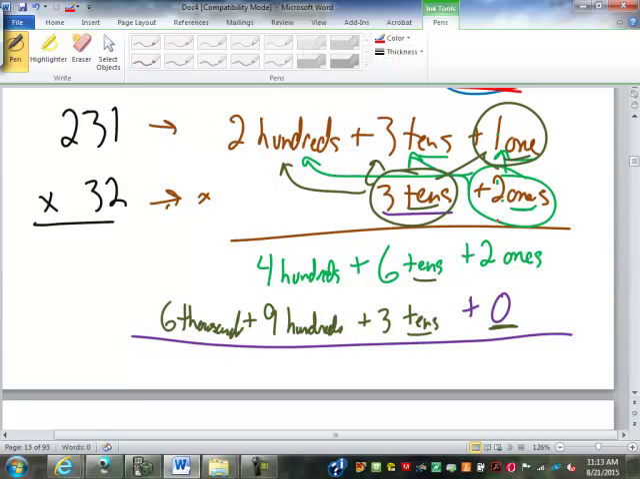And now, of course, we just combine our columns. 2 and 0 is 2. 6 and 3 is 9. 4 and 9 is 13, so 3, carry the 1. So 7,392.